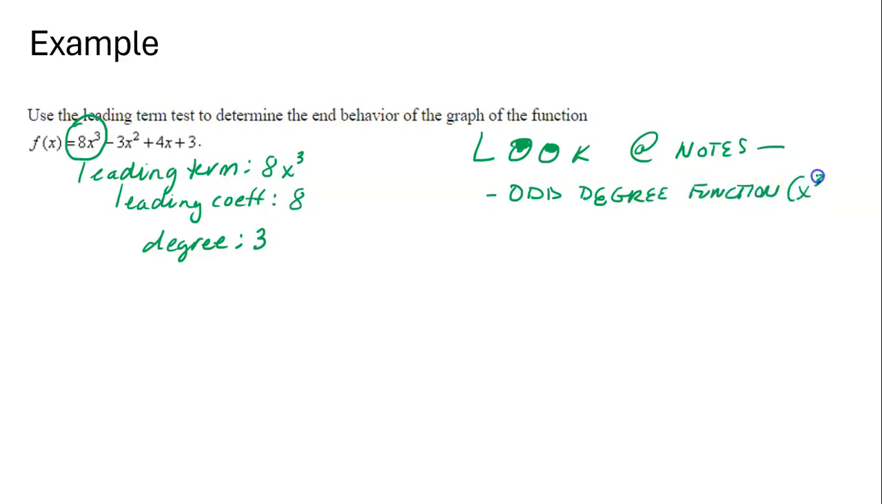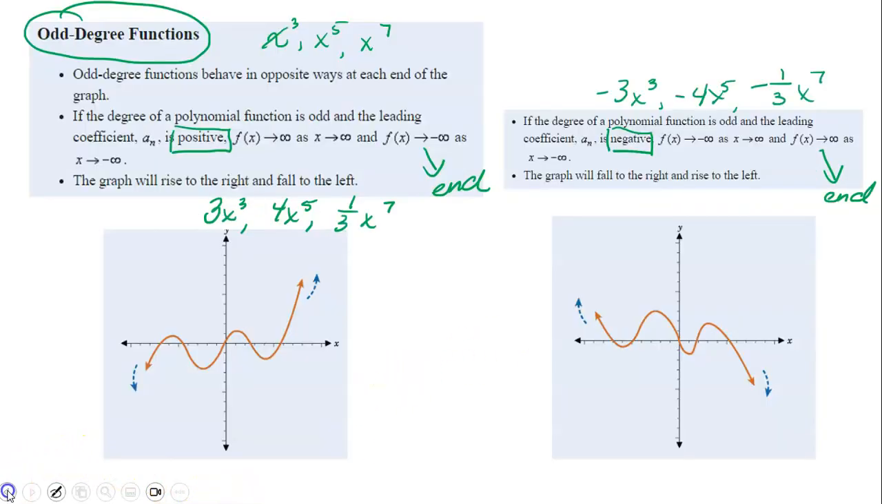Right, because we have x cubed, and the leading coefficient is positive. So if I go back and look, it's an odd degree function, and the leading coefficient is positive, that's right here. So this is my end behavior right here.